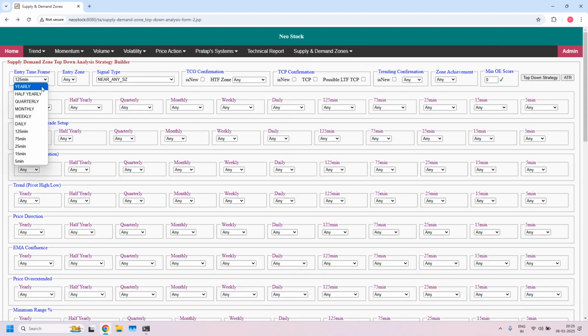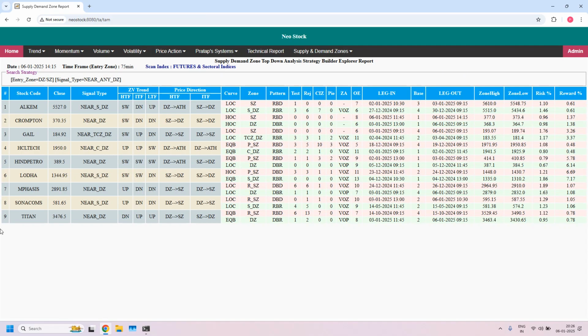Next time frame is 75 minutes. Entry time frame 75 minutes. Let us find the stocks near 75 minutes demand zone. 9 stocks are filtered. Let's identify high liquidity demand zones from this list. Alchem is a high liquidity 75 minutes demand zone. HCL Technologies, Loda, and Sonacoms. These 4 are having 75 minutes high liquidity demand zones.